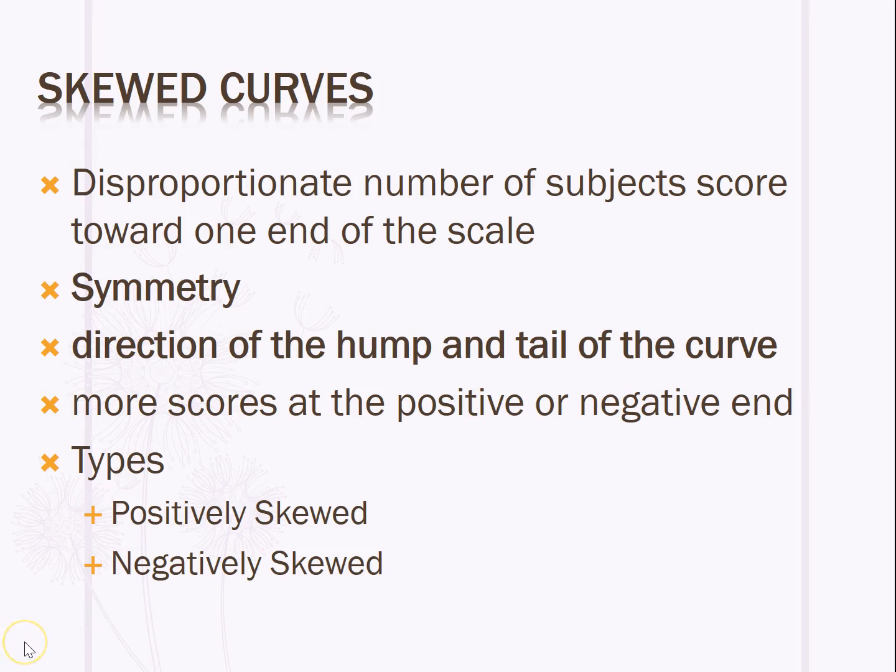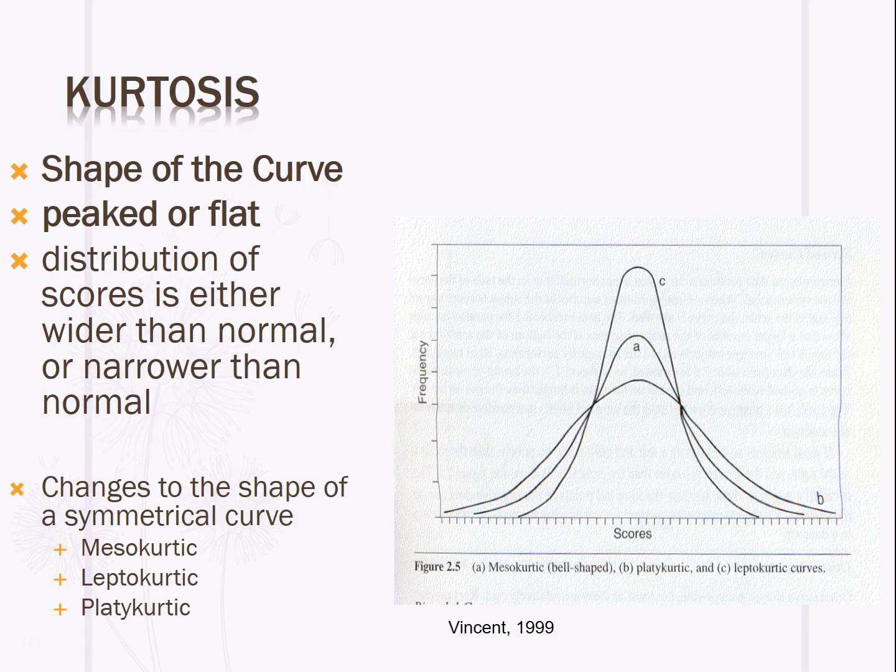Kurtosis refers to the description of the vertical characteristic of the curve showing the data distribution. For example, whether the curve is more peaked or flat than the normal curve. It is about the shape of the curve. It shows if the curve is peaked or flat. Typically, the distribution of scores is either wider than normal, or narrower than normal.